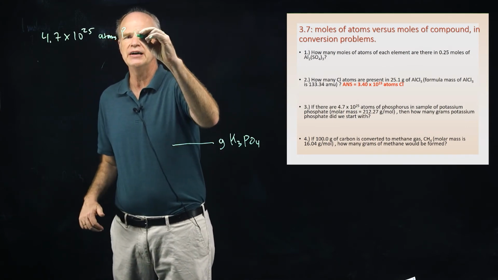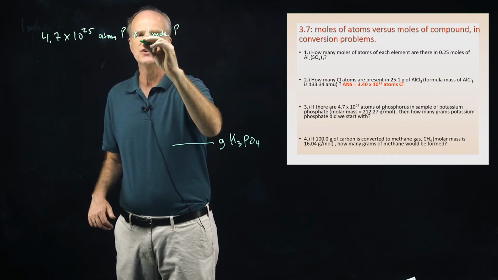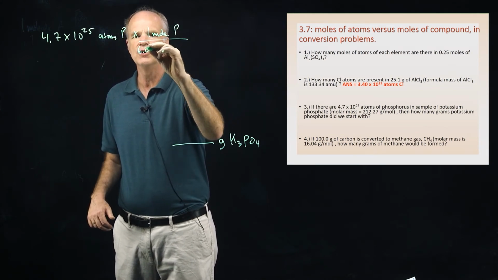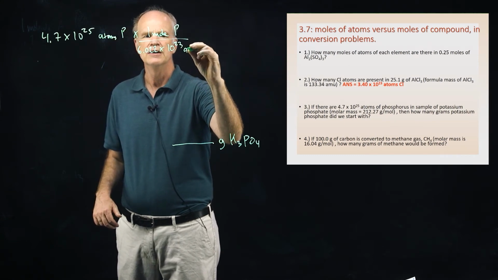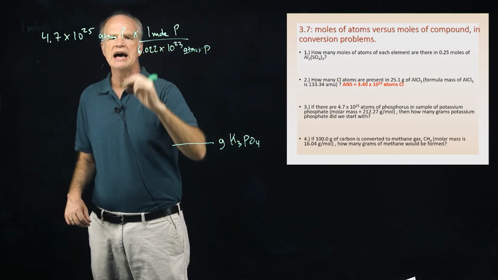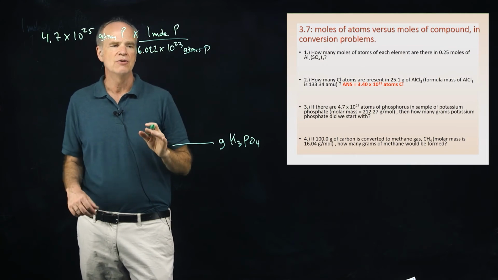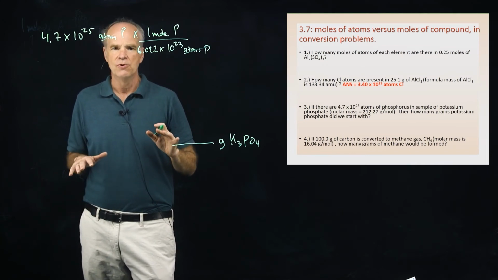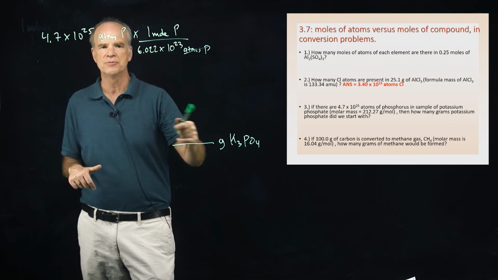So it's times 1 mole of phosphorus over 6.022 times 10 to the 23 atoms of phosphorus. And at this point, I think you can see atoms of phosphorus cancel. You're now at moles phosphorus. And now let's figure out a proportion so we can convert moles of phosphorus into moles of potassium phosphate.